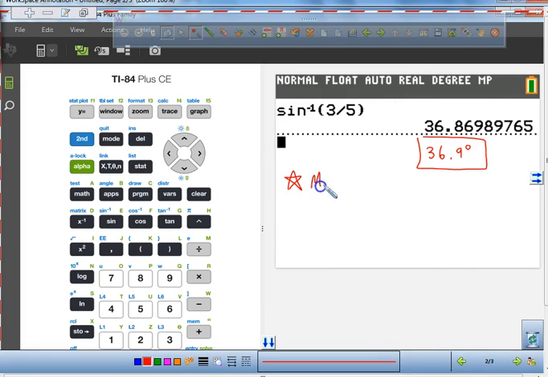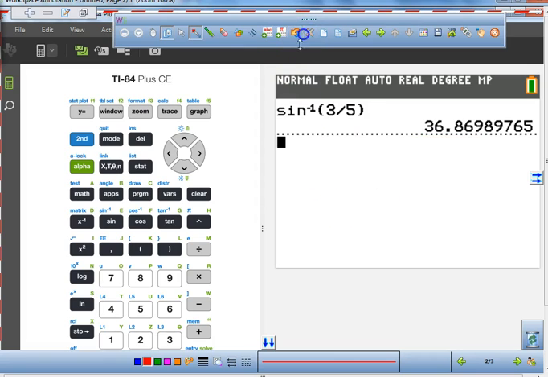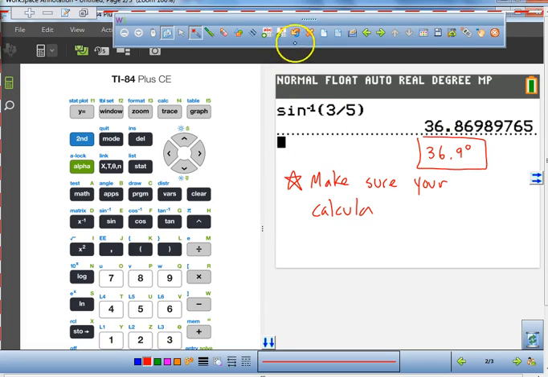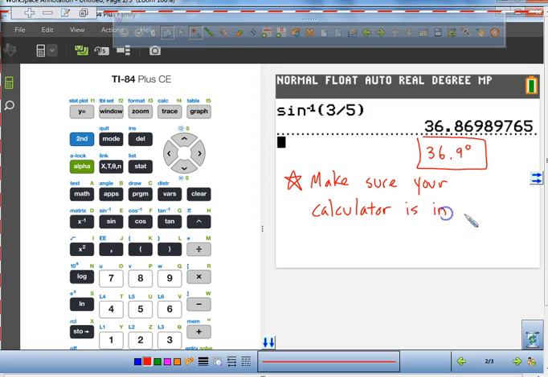So what am I trying to tell you? Put this in your journal. Make sure your calculator is in what mode? Degree. Put degree in capital letters. I hear that if you type things in capital letters, it means it's yelling at you. Degree mode. Because if you're not in degree mode, you'll get the wrong answer.